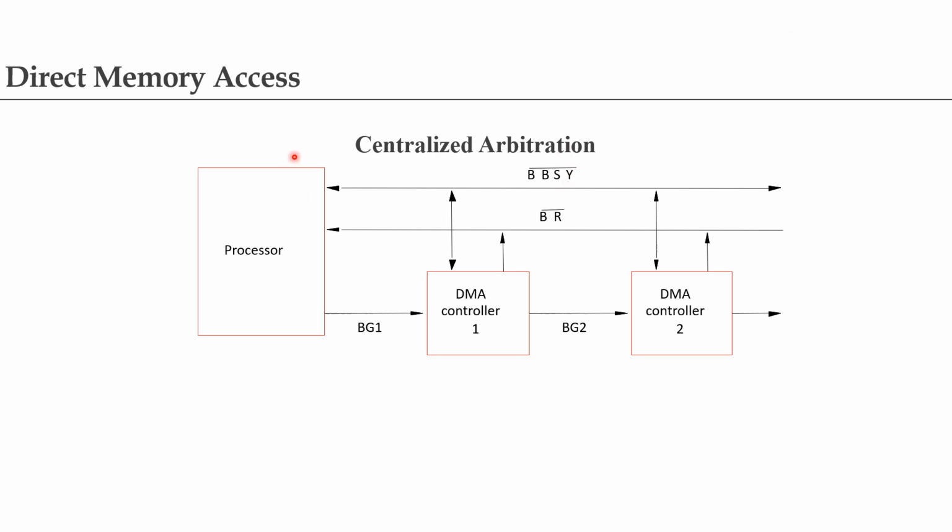Some of the characteristics of centralized arbitration are: single point of control, where a dedicated arbiter manages bus access, receiving requests from all devices. Priority management: the arbiter can implement a priority scheme to determine which device gains access first, often based on fixed priority levels. The design and implementation are generally simpler as all control logic is centralized in one unit.